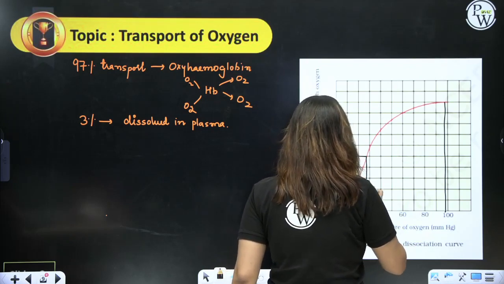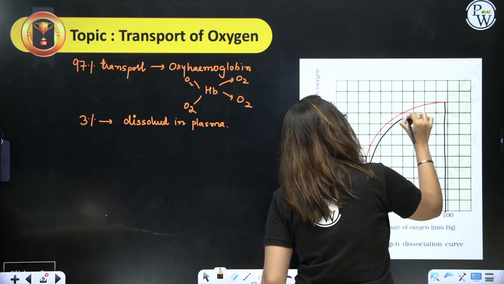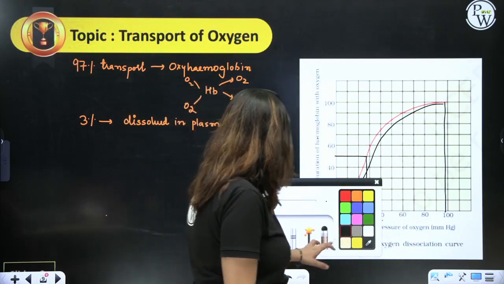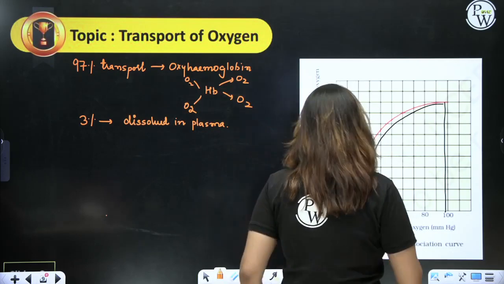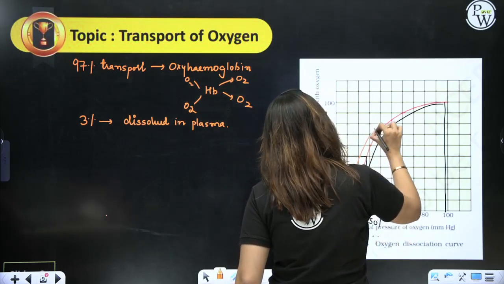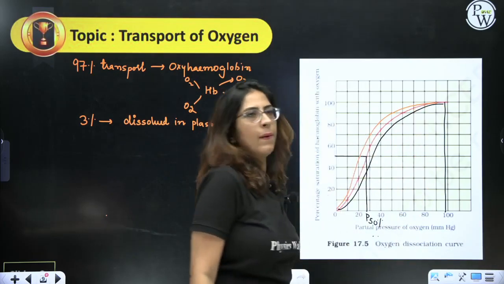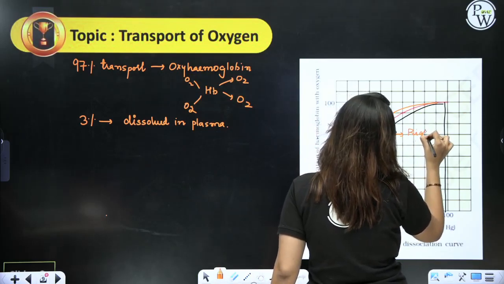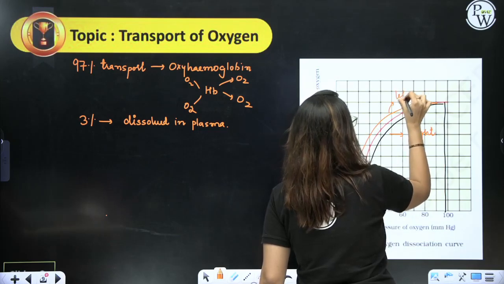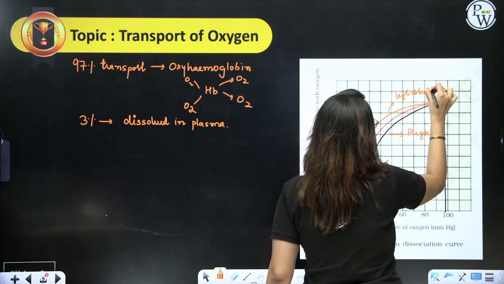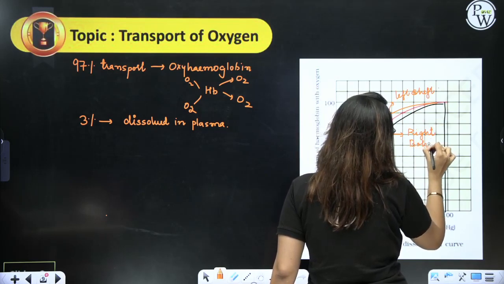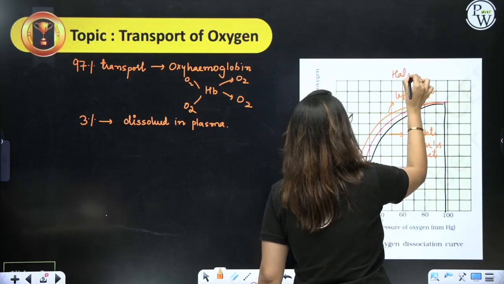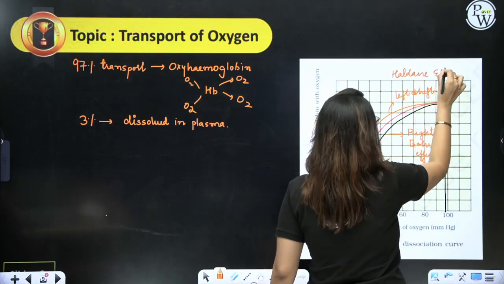Now, whenever there is a change in the curve towards the right, there are chances that this particular curve can shift towards the left side. Clear? This is termed as the right shift. This is termed as the left shift. This is termed as the Bohr effect. And this is termed as the Haldane effect.